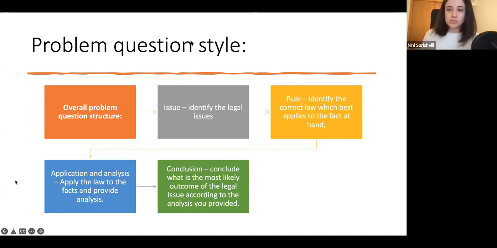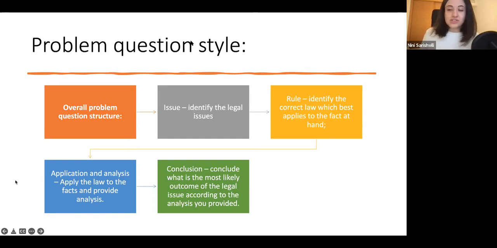You do not need to put an introduction in an answer to a problem question. Issue means a legal issue that is at hand. For example, a statement of issue can be, it shall be discussed if duty of care exists. This is a statement of issue. It should be one sentence. It should be really briefly stating what is the legal issue that you are going to address, not copy and paste the facts of the case given to you.